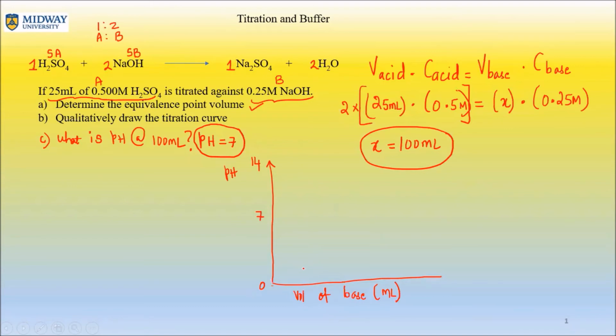But the most important thing is it's a diprotic acid, so just qualitatively draw. Don't worry about the actual pH inflection point or anything. So just make sure you have 2 inflection points, 1 here, 1 here, because it's a diprotic acid, right? Diprotic. So 2 inflection points.